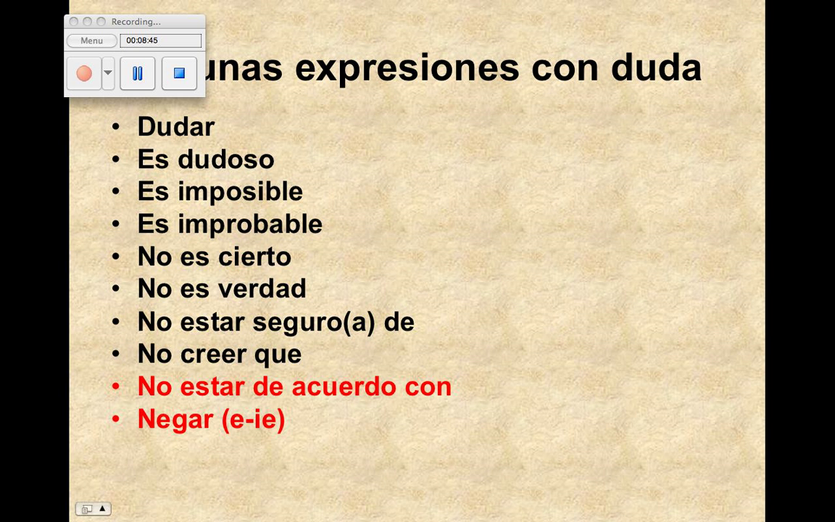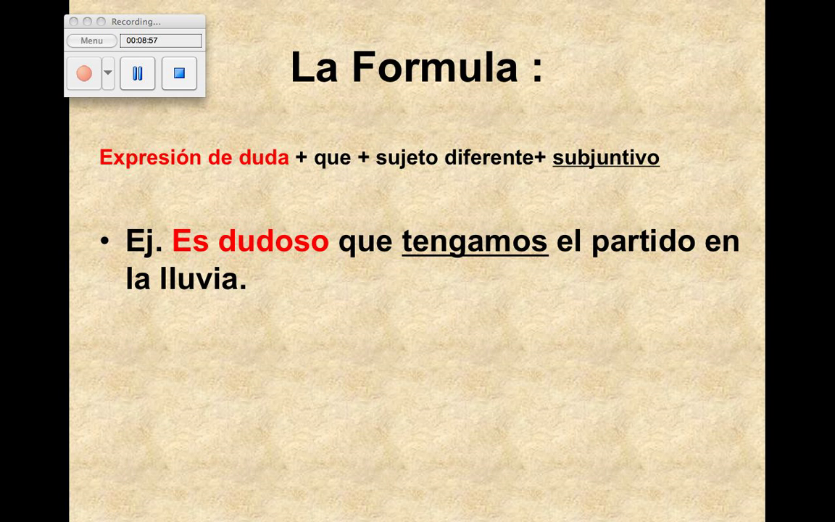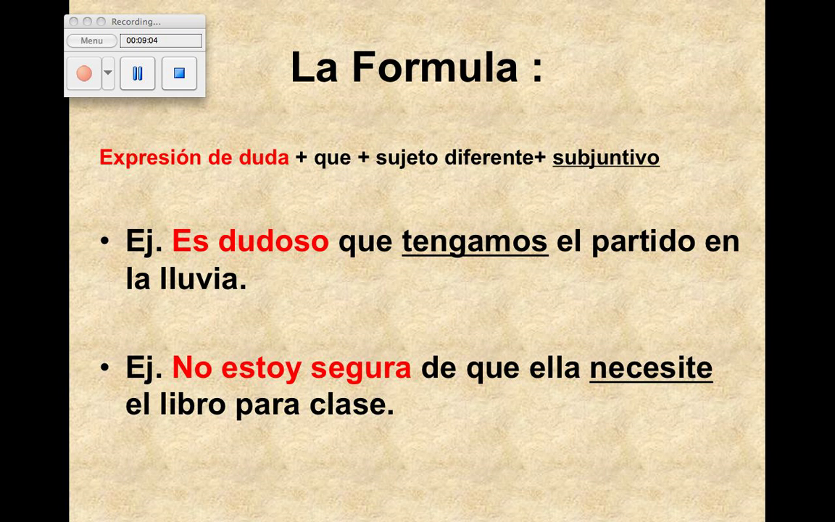And these are, you might have more on your side, I can't remember. Okay, but the formula is the same. So we're going to have the expression of doubt, separated by que, different subject, subjunctive, okay? Es dudoso, it's doubtful, que tengamos el partido en la lluvia. No estoy segura de que ella necesite el libro para clase. So I am not sure that she needs the book for class.